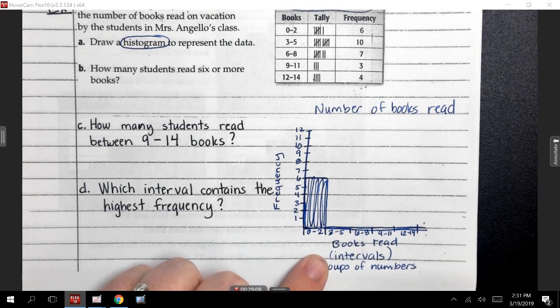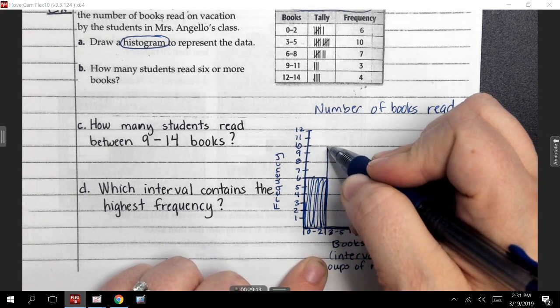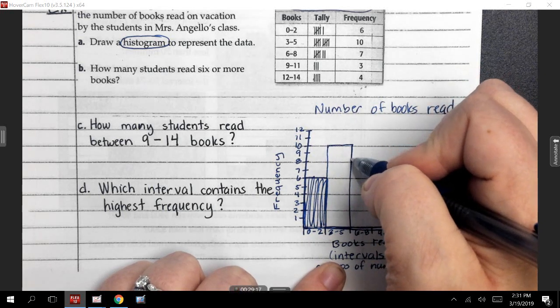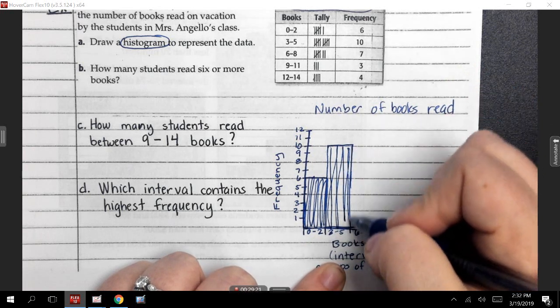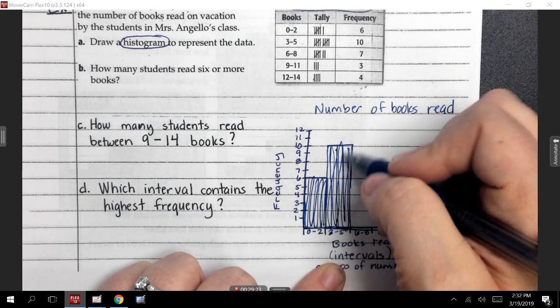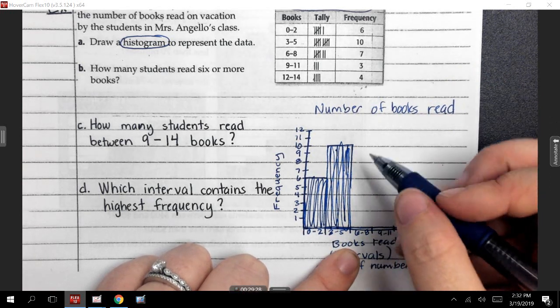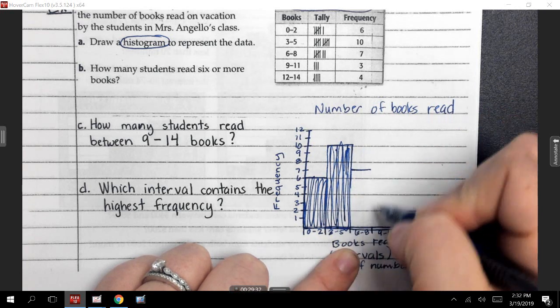So 3 to 5, how high do I need to go for that? 10. So I'm going to go up to 10, making sure, just kind of draw it as straight as I can. Doesn't have to be perfect. Okay? And I'm going to fill that in, just to make it look pretty. Obviously a little bit too much. All right. 6 to 8, how high? To 7. So be careful. Make sure we go in the middle of that line where the 7 is.